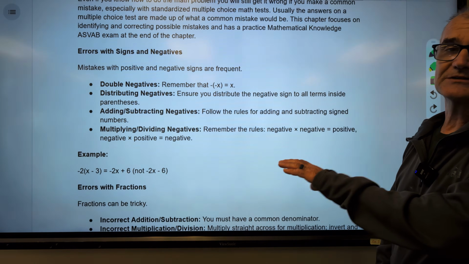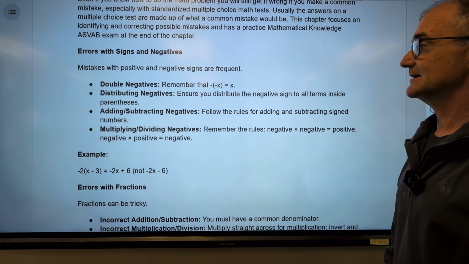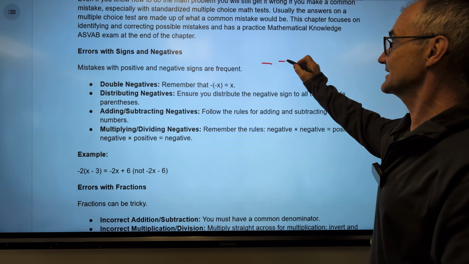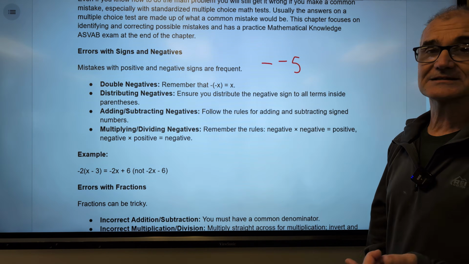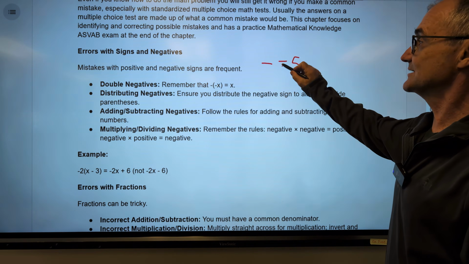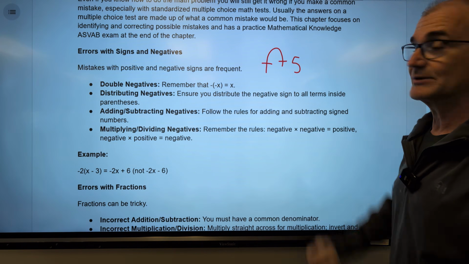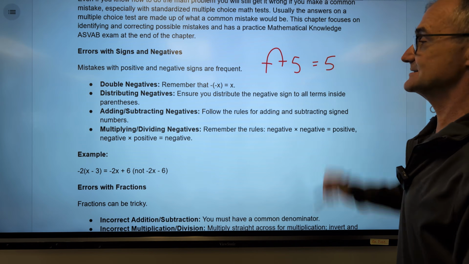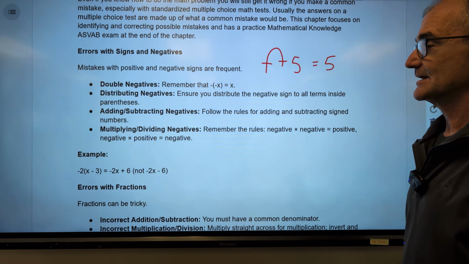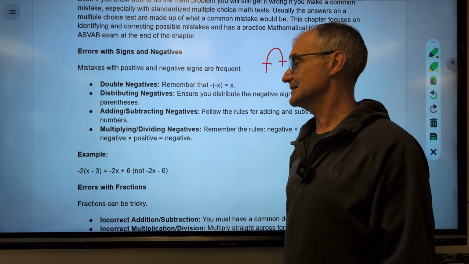Here's a couple ways you could make a common mistake with negatives. If I have negative 5, like that, the way I remember this, there's a guy on a diving board, he jumps up off of that diving board, breaks through the surface of the pool, negative 5 is equal to positive 5. The next one is distributing negatives through quantities.